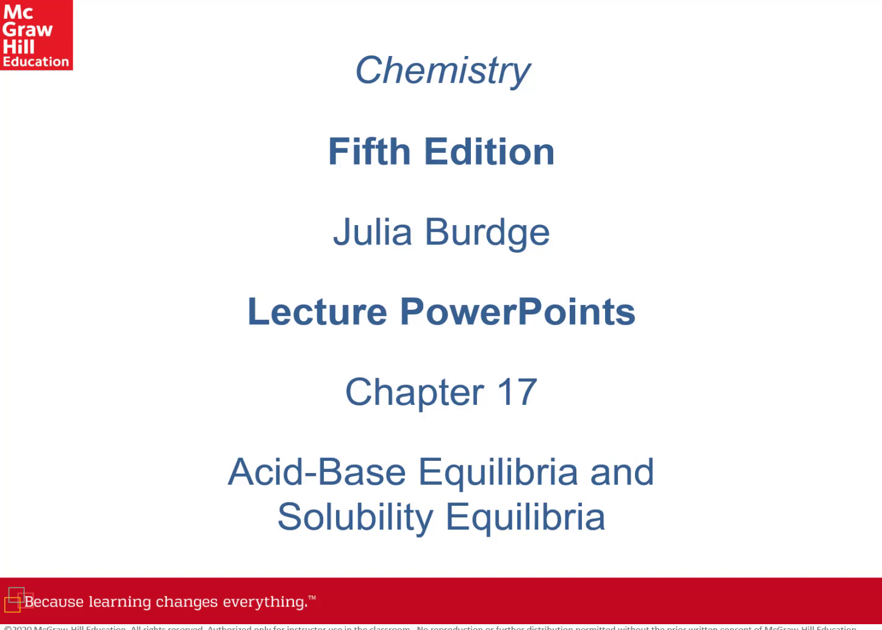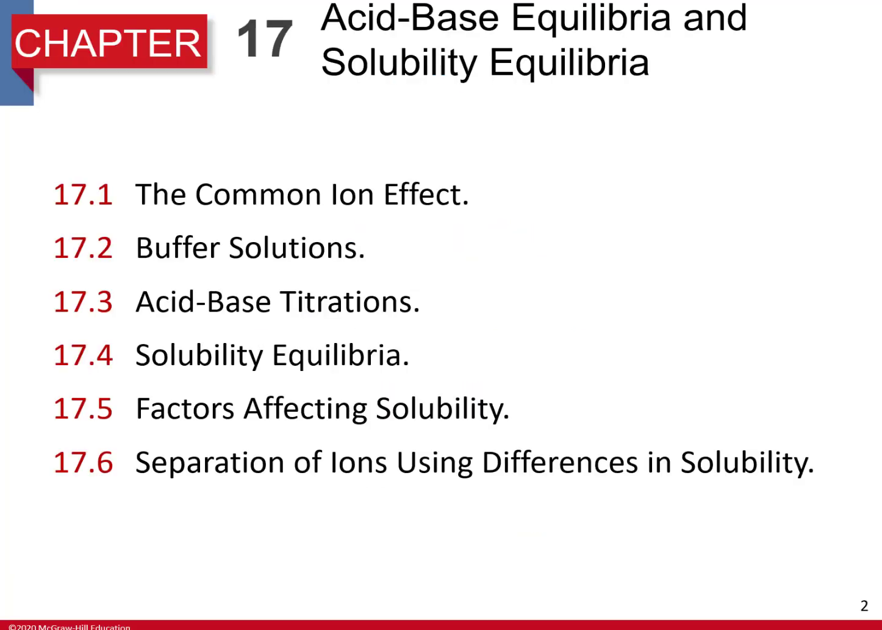All right, we're starting chapter 17, which is acid-base equilibria and solubility equilibria. This will be the last of the equilibrium chapters before we get into thermodynamics. So the purpose of this chapter is to talk about the common ion effect, which is going to describe when an ion is present initially, how it affects the overall equilibrium. Then we'll talk about buffer solutions.